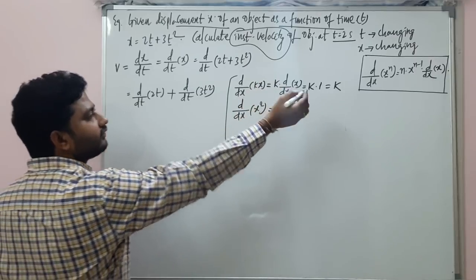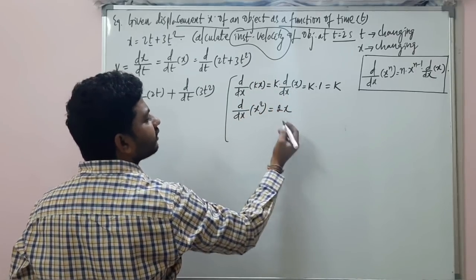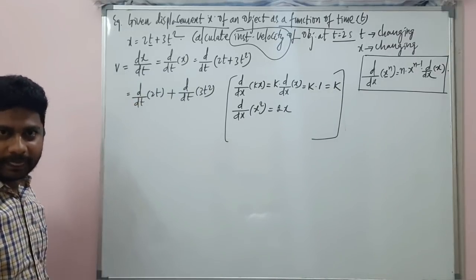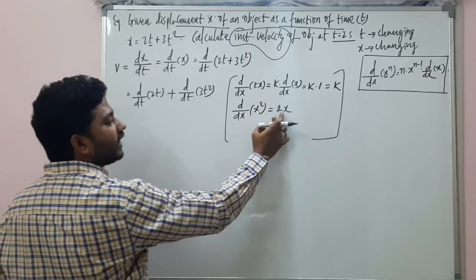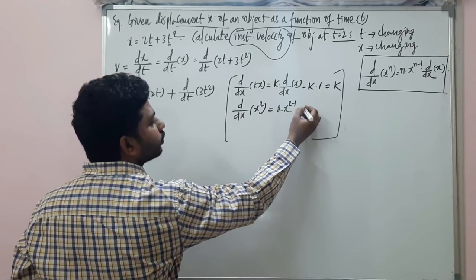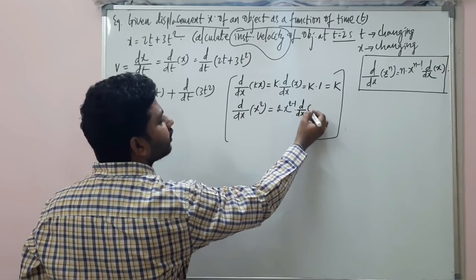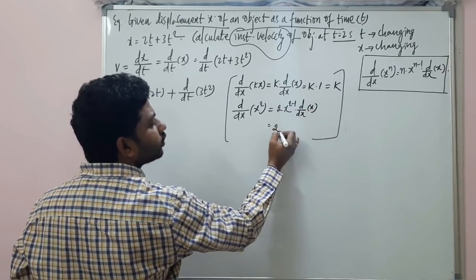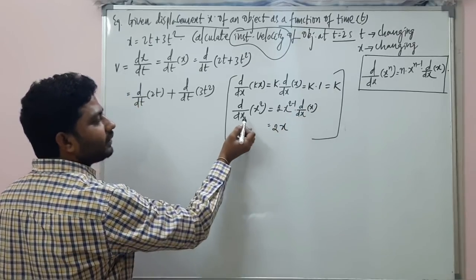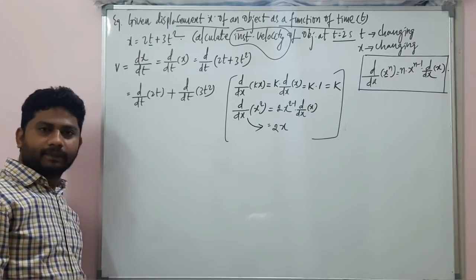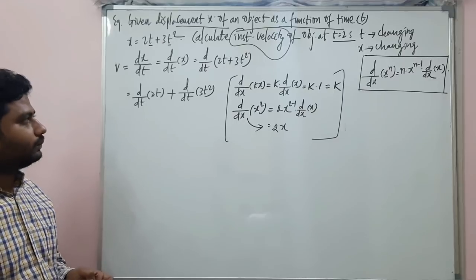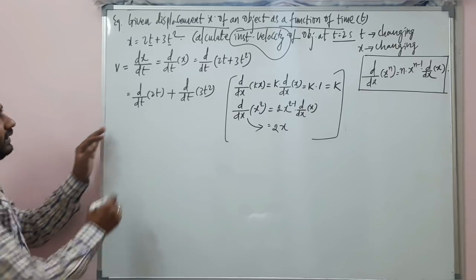So from here, if you solve, you will get d by dx of x square value is 2x. 2 into x to the power 2 minus 1, into d by dx of x. So I can write 2 into x to the power 2 minus 1 is x, and d by dx of x is 1. So d by dx of x square is 2x. Okay, clear?